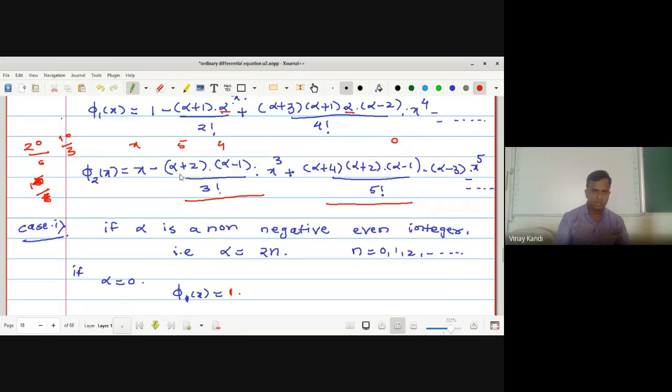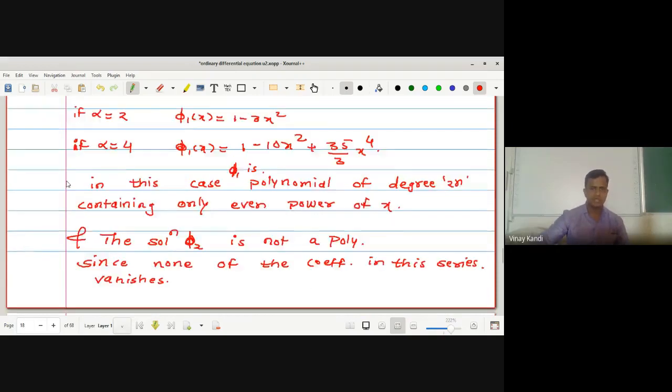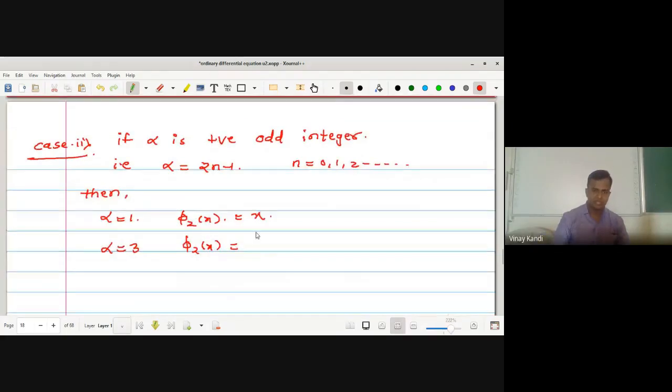If alpha is equal to what? Wait a minute. 3 plus 2, 5. 3 minus 1, 2. Sorry. 10/6. 10/6 means what? 5/3. Okay. So here we get minus x minus 5/3 into x cube.